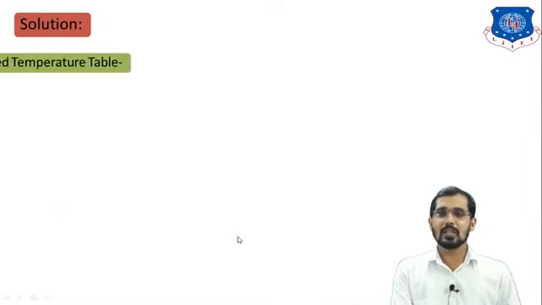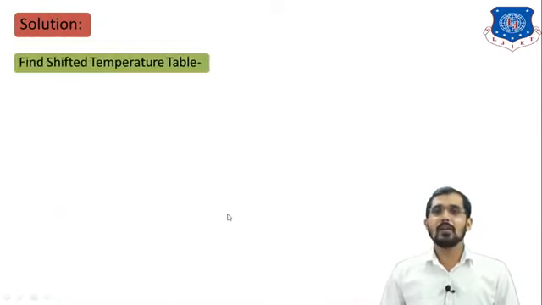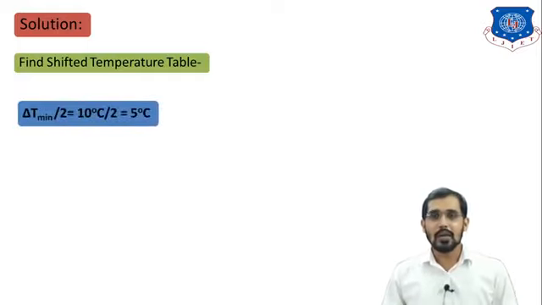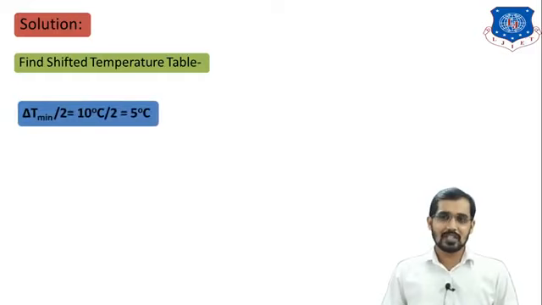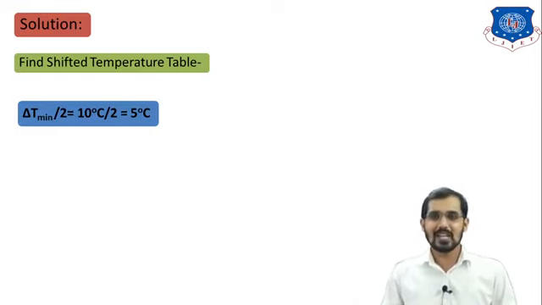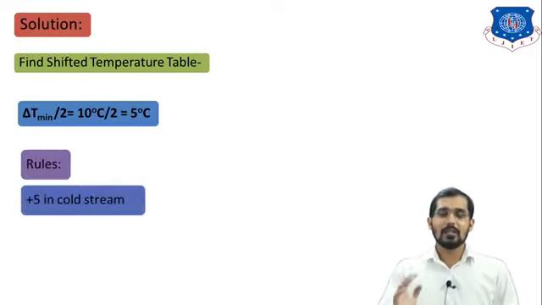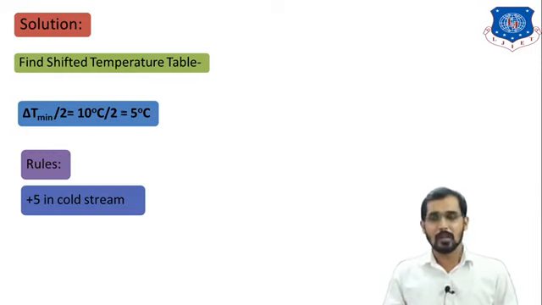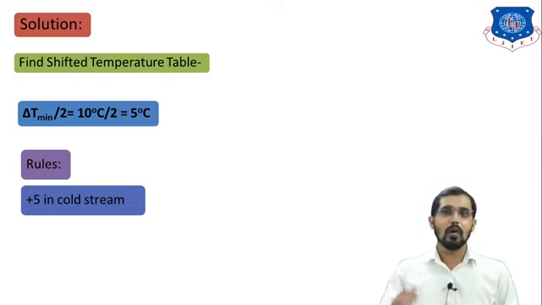The first step, as you can see in the solution, is to find the shifted temperature table. To find the shifted temperature table, there are some rules. First rule is to find the temperature for adjustment: delta T minimum by 2 is equal to 10 degrees Celsius by 2, which is 5 degrees Celsius. This is the adjusted temperature. Now we are going to add this temperature according to rules. We add this temperature to the cold stream and subtract it from the hot stream, because we know that heat is transferred from the hot stream to the cold stream. This is nothing but heat exchange.